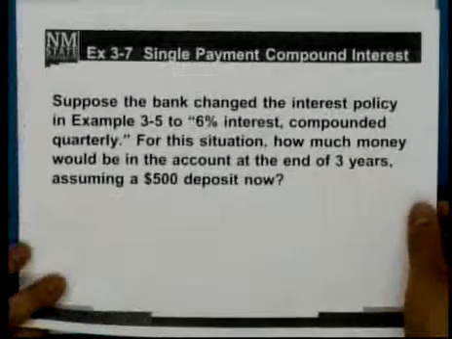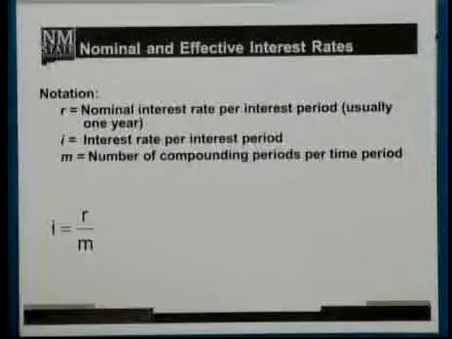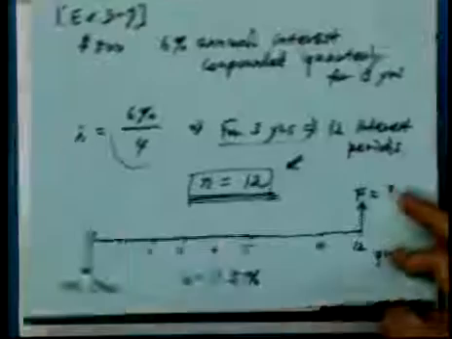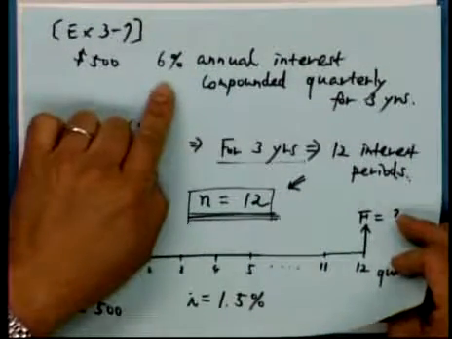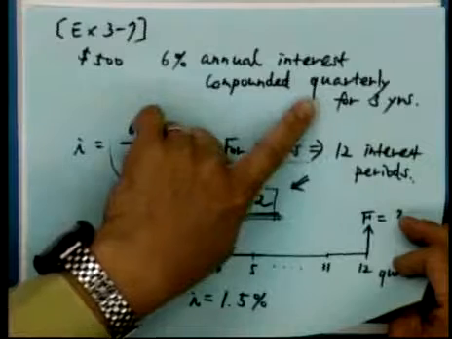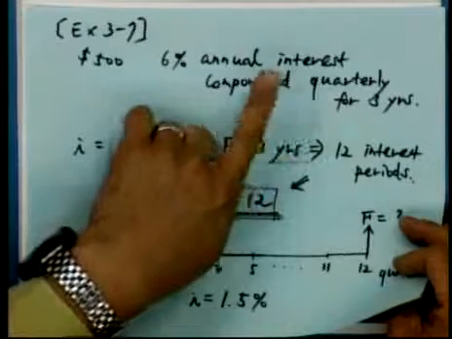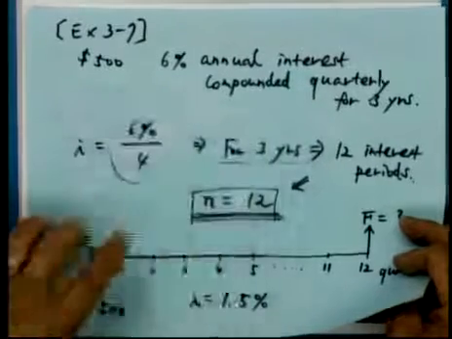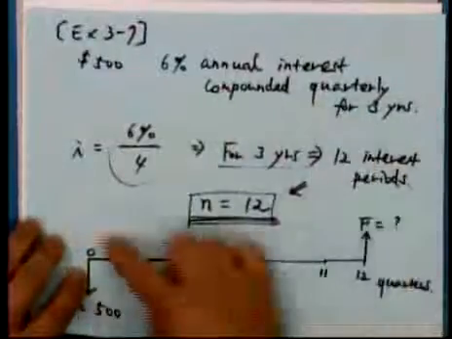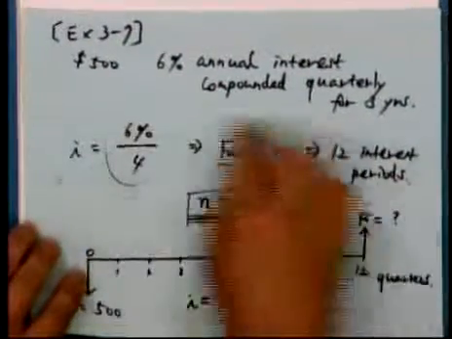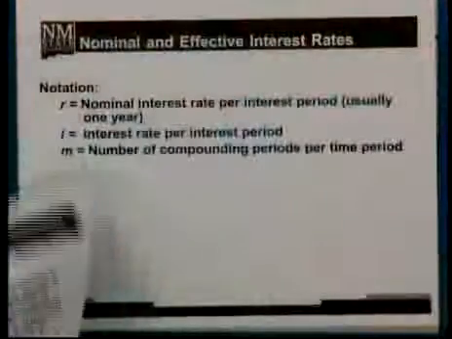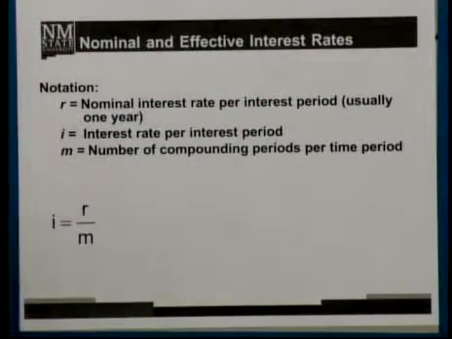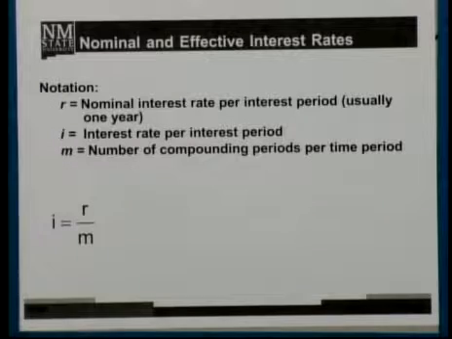Example 3-7. In this example 3-7, the given interest rate, the annual interest rate, was compounded quarterly, right? The quarter is shorter than the year. In such case, we need to think of the advanced step like this. Okay? So we're going to talk about this more in detail right now.